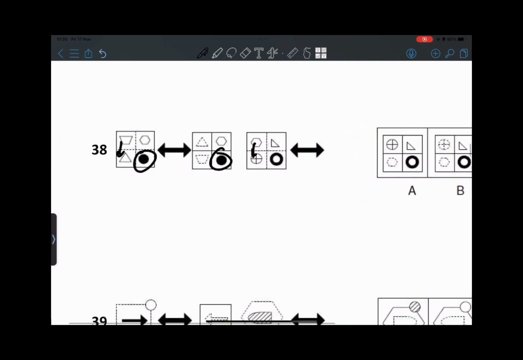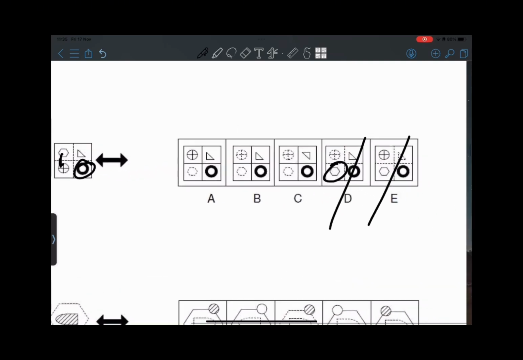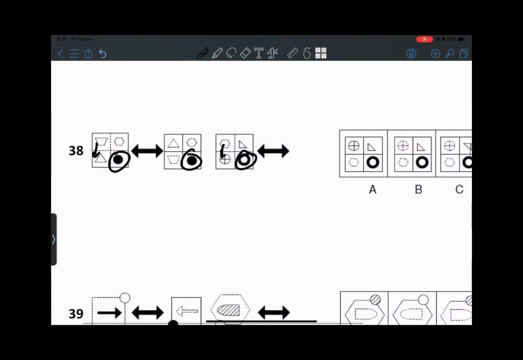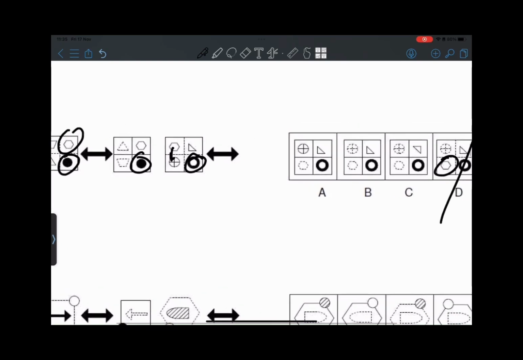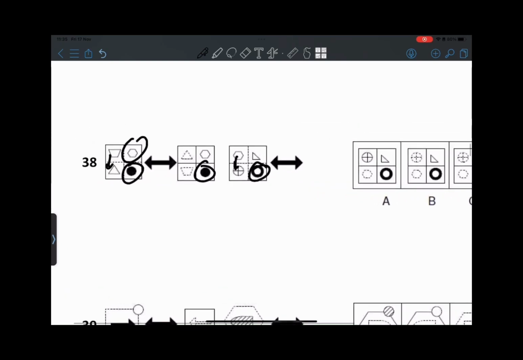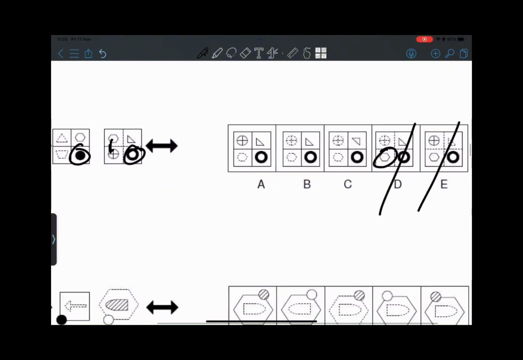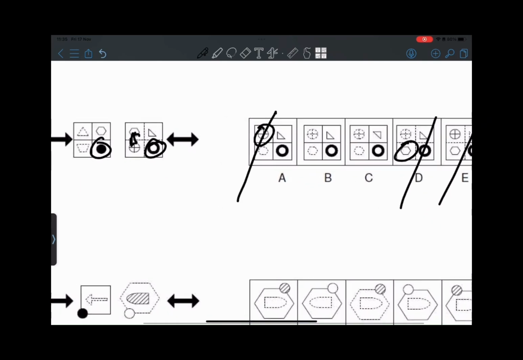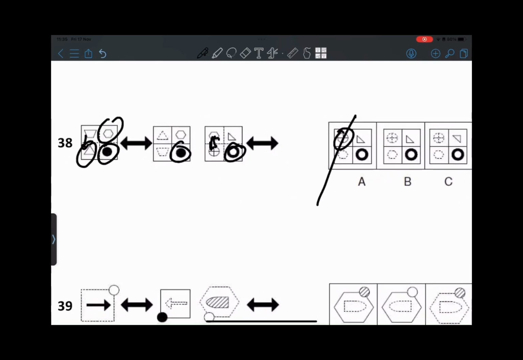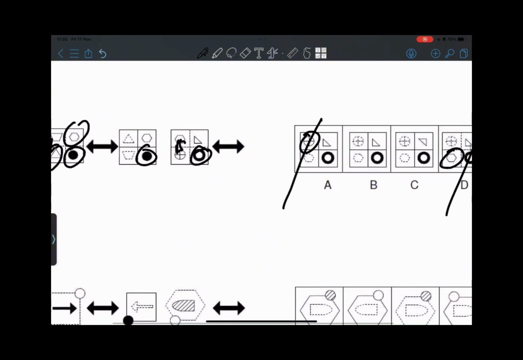Black circle stays in the same position, so this one's going to stay in the same position. They all have that. This also stays in the same position. The triangle moves to the top and gets dashed, so this one should move to the top and get dashed. This isn't dashed. Now we're just left with whether the triangle should rotate or not. No, the hexagon hasn't rotated, so let's do B.